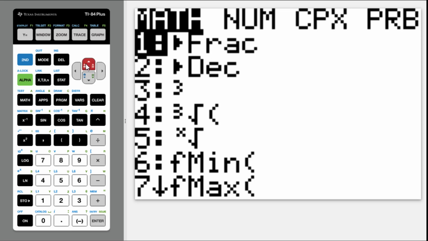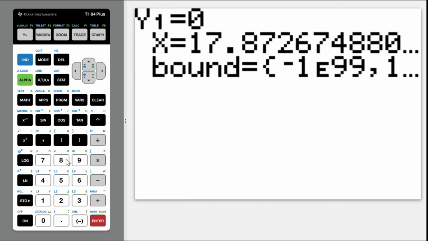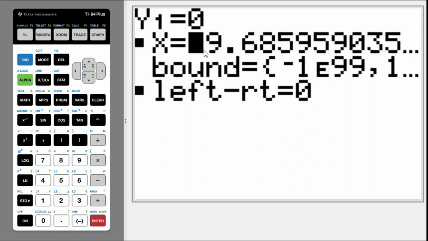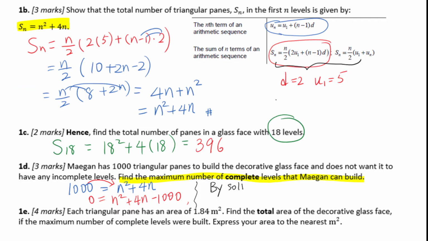Math, upper arrow, enter. Put the 10 as an estimated answer. Then alpha, enter. Answer will be 29.7. By solver, n equals 29.7. You need to check two numbers, 29 or 30. Which one is the correct answer?